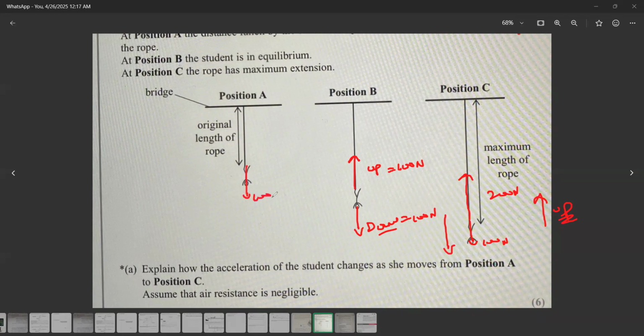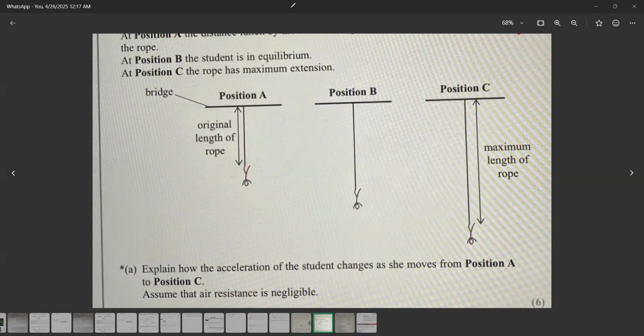Here, the weight was 100, the tension was, let's say, 20. Here, what happened? The weight and tension are equal. Then, if it says at C the resultant force is upward, yes, you will get the mark. If you say at position C, the resultant force is upward and he decelerates.